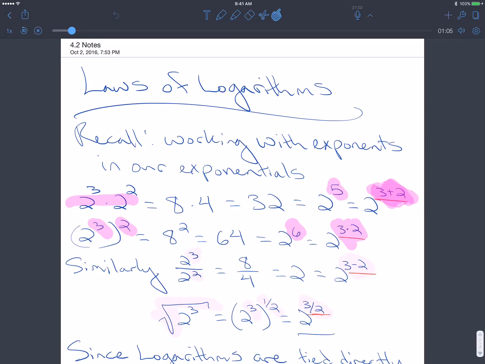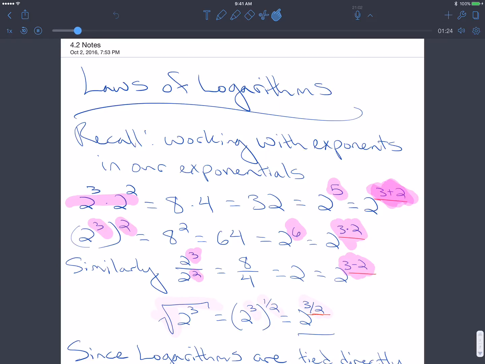Similarly, you can talk about this for division, right? 2 cubed divided by 2 squared would be an 8 over a 4, or a 2, which is the same as the difference in the two values, 3 minus 2, in order to get that 2 to the 1.